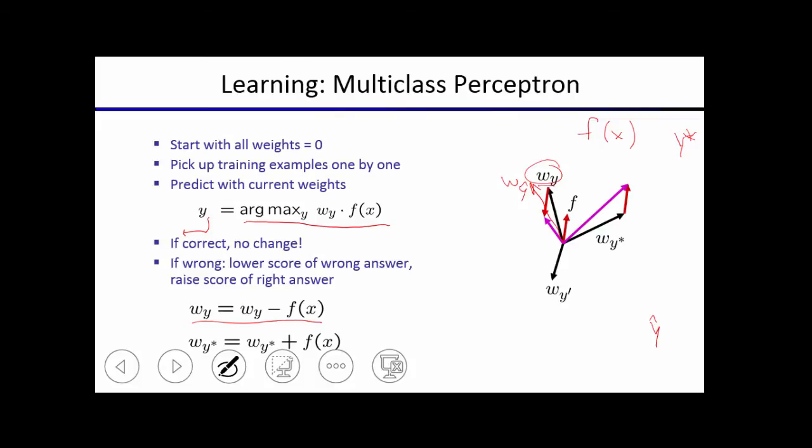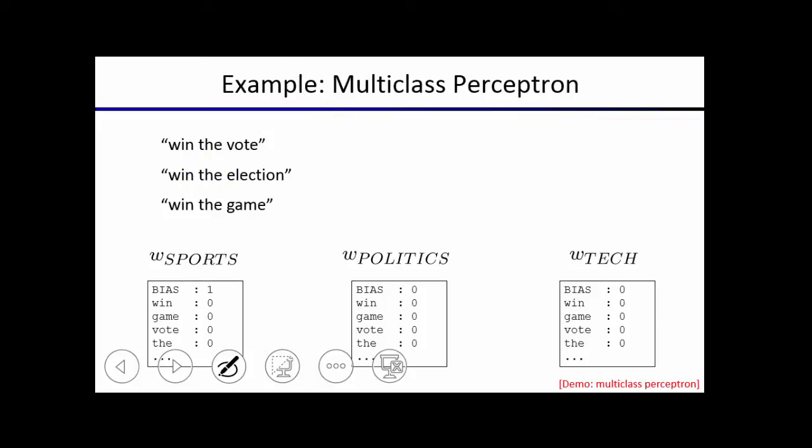Okay, so let's step through an example. Say we have 3 different examples in our training data set. One is the words win the vote, one is the phrase win the election, and one is the phrase win the game. And say that we have 3 different class labels that we want to classify between: sports, politics, and tech. Say the first example is politics, the second example is also politics, and the third example is sports. Then what we'll do for each of these cases is construct a feature vector.